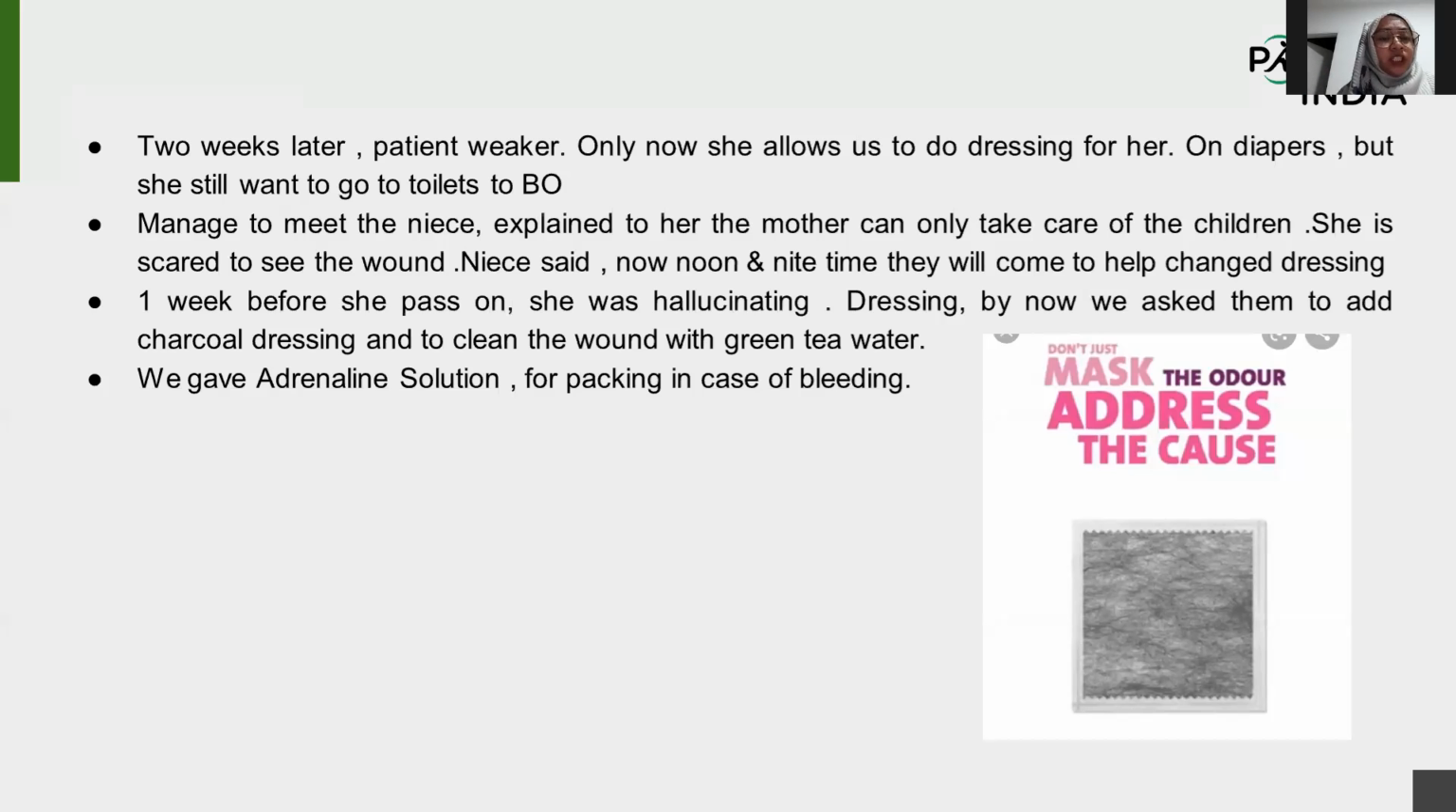One week before she passed on, she was hallucinating. For the dressing by now, we asked them to add the charcoal dressing, and we also taught them to clean the wound with green tea water. We also kept some adrenaline solution on standby for packing in case of bleeding. This picture is a sample of the charcoal dressing that we use for the patient. Next slide.